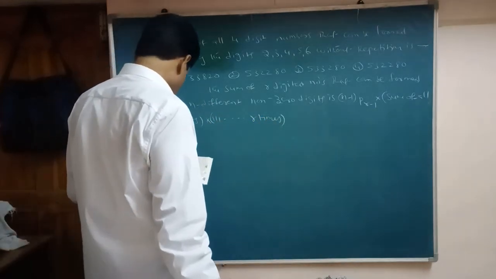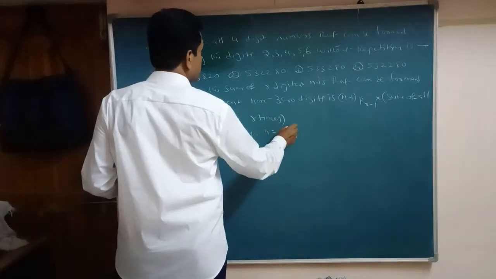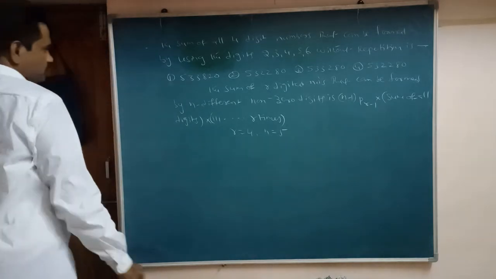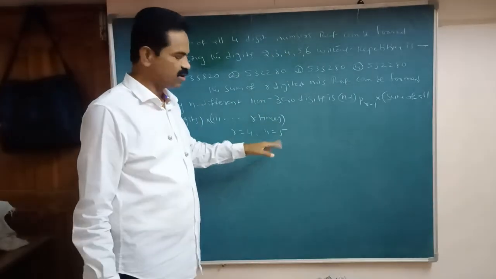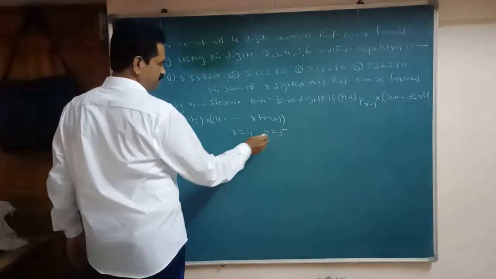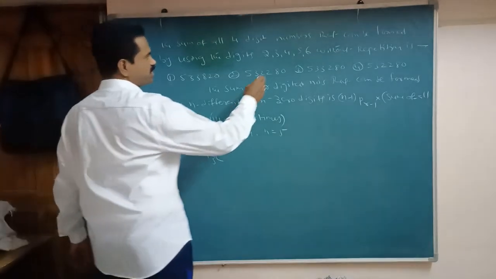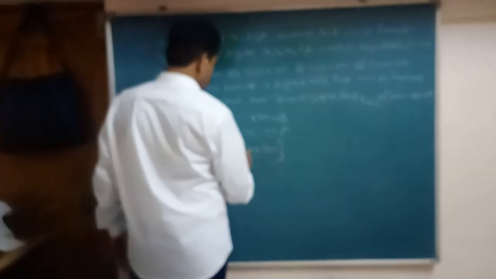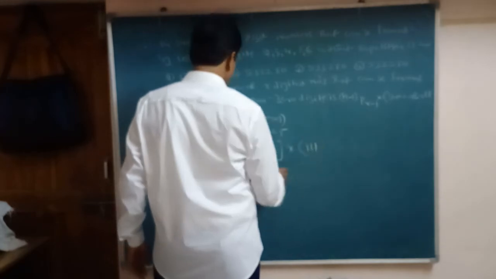So what is given here? r equal to 4 given, n equal to 5 given. Four digit numbers, r equal to 4, n equal to 1, 2, 3, 4, 5, that is 5. Substitute in the formula: n minus 1, that is 5 minus 1 is 4, r minus 1 is 3, so 4P3 into the sum of all the given digits, 2 plus 3 plus 4 plus 5 plus 6, into 1 1 1 1, r times, it is 4.